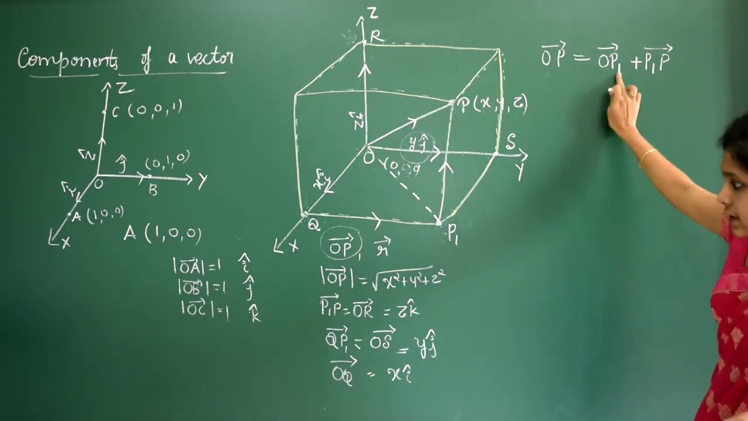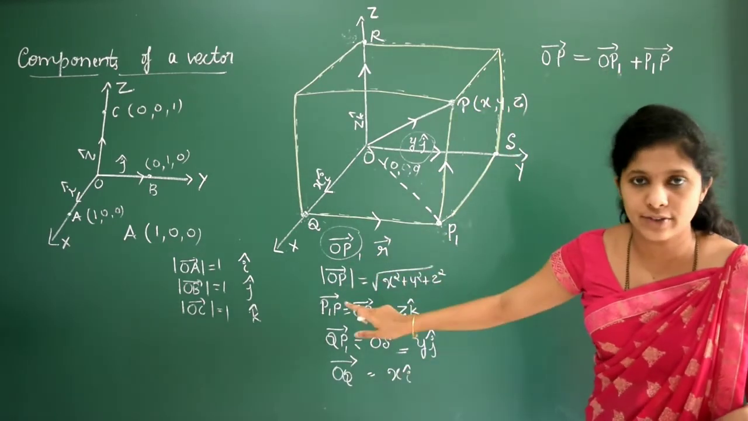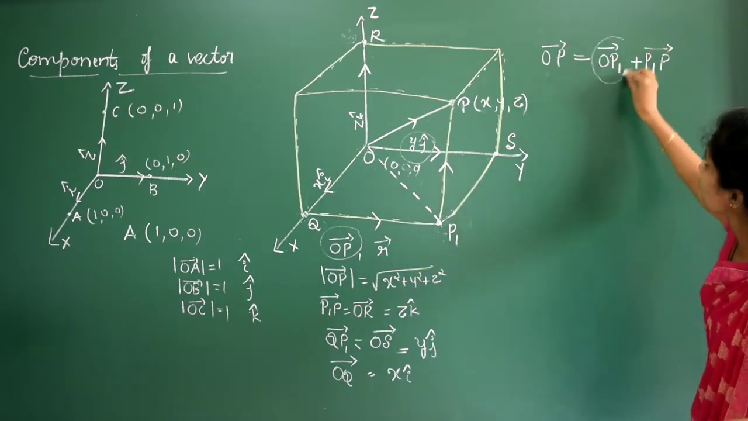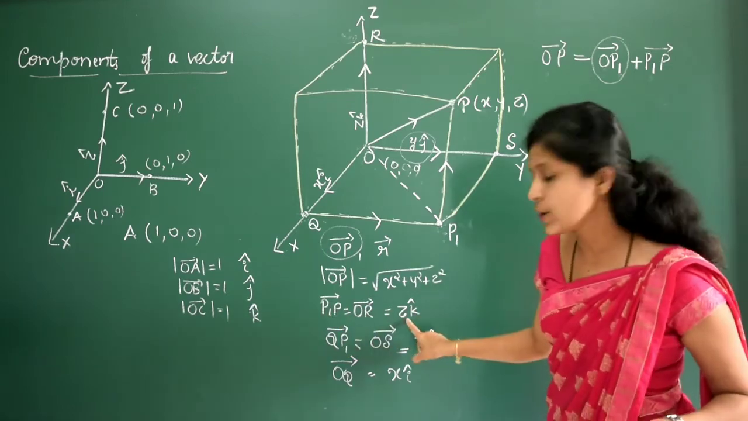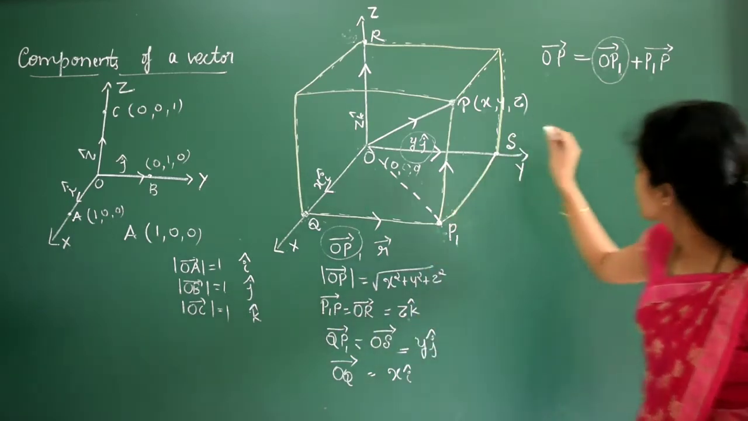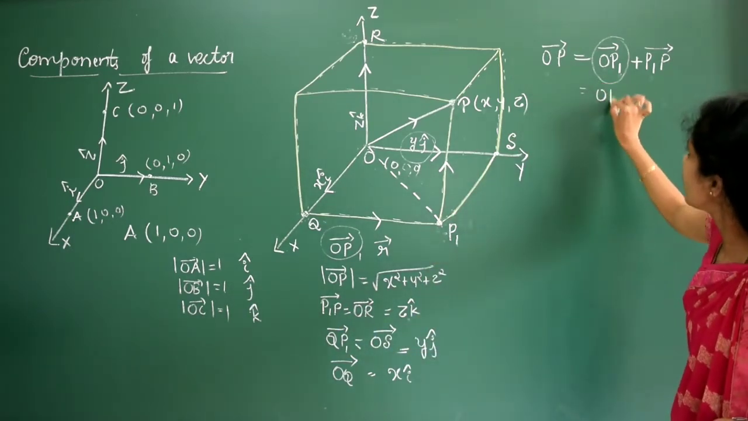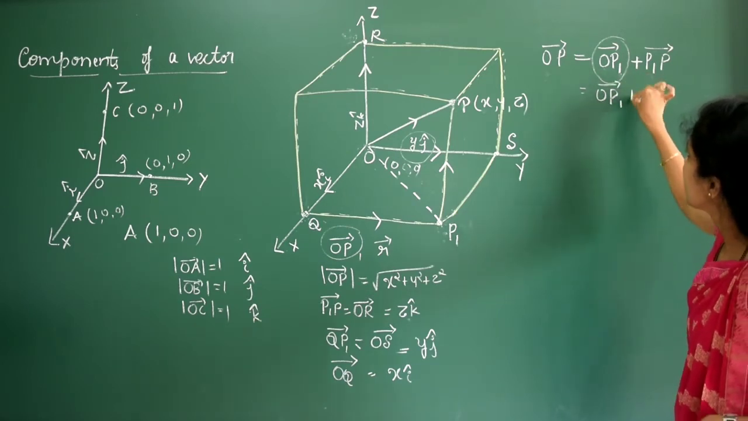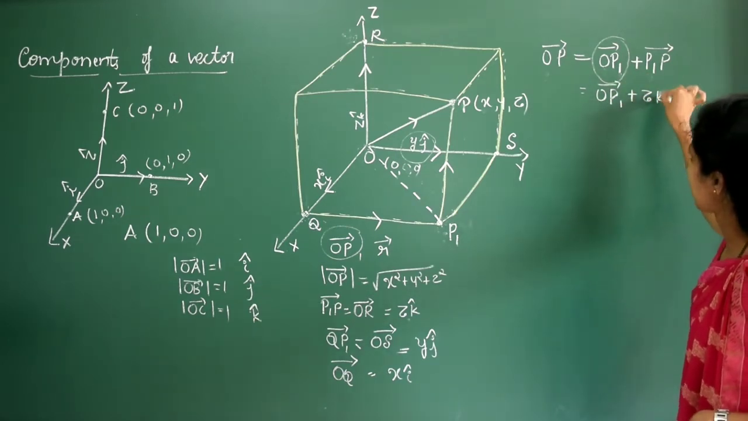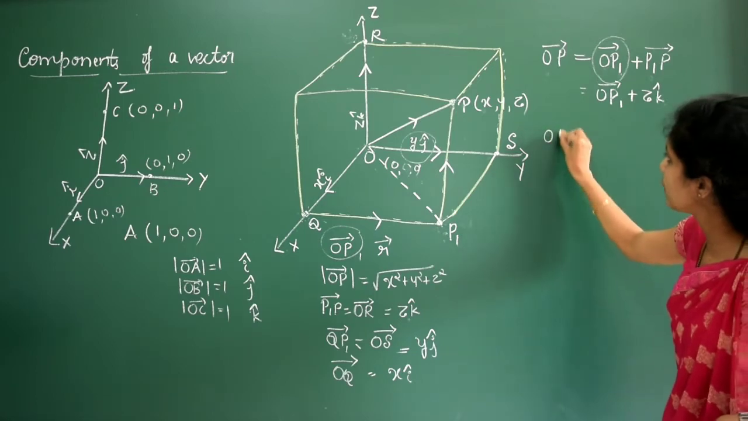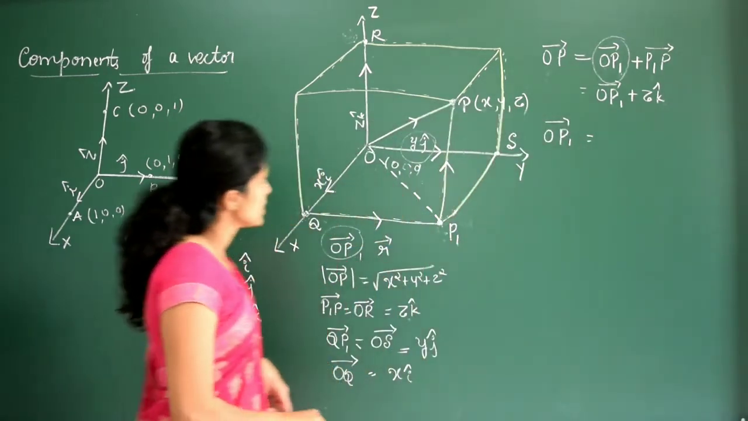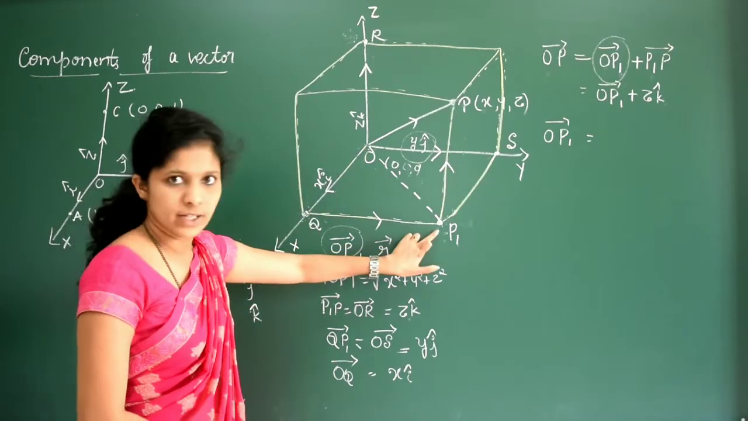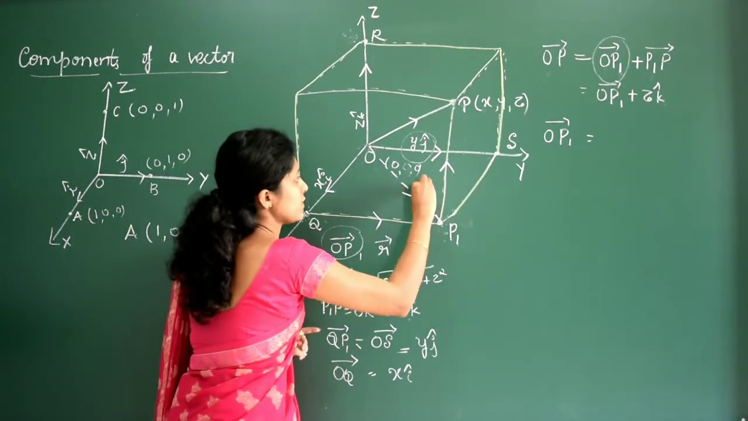Now we don't have the value of the OP vector, so we need to find it. What is the P1P vector? The P1P vector is equal to Zk cap. So we'll substitute here: this is equal to the OP1 vector plus Zk cap. Now we need to find the OP1 vector. Where is OP1? See here, we need to find O to P1.